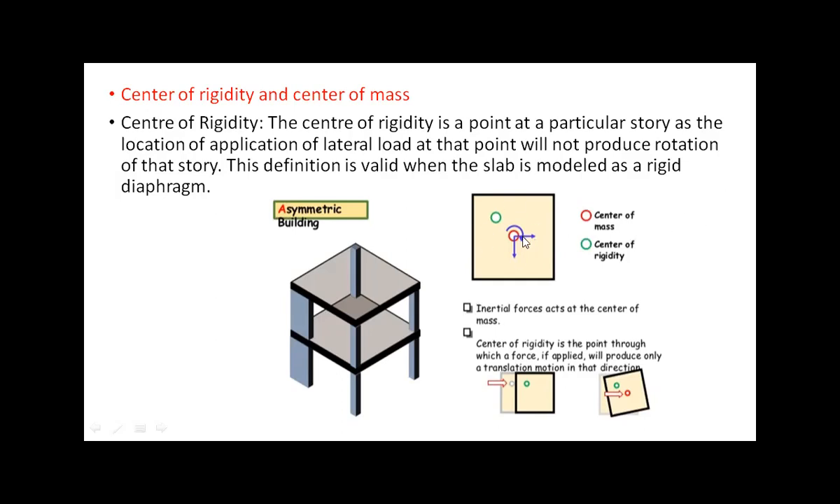You can see the red mark and the green color shown here as the center of mass and center of rigidity. This is one of the stories. The green portion is shown as the center of rigidity, where the rotation is not formed. The red color is shown as the center of mass, which means the mass is distributed equally in all the stories. All the forces are acting on this story at the center of mass only.